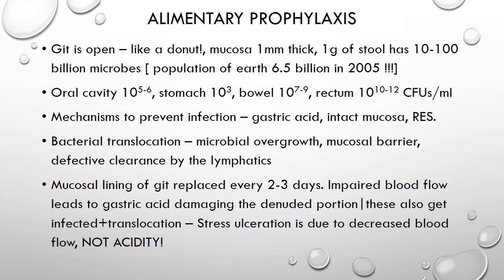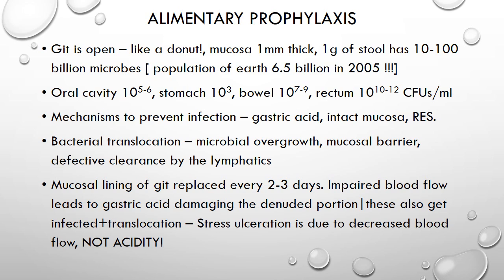The gastrointestinal tract is open, like a donut. The mucosa is about 1 millimeter thick. The population of the Earth in 2005 was 6.5 billion, whereas 1 gram of stool has 10 to 100 billion microbes. So one can understand that the population of 1 gram of stool is more than the population of people on the Earth.